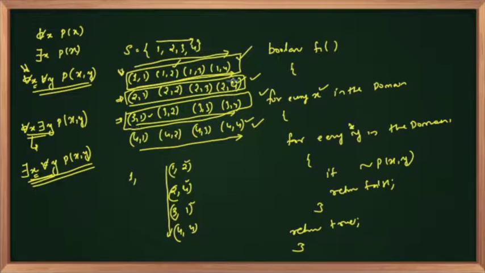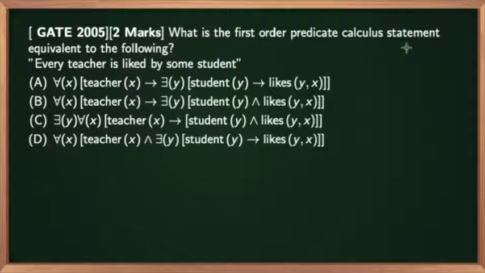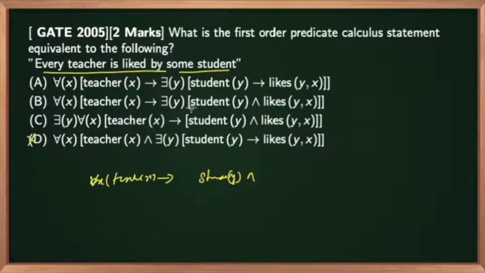Now let's solve some problems. What is the first order predicate calculus statement equivalent to the following: every teacher is liked by some student. So I know that it should be all teachers, so it should start with for all x. Then teacher of x implies, right? That should be the way we write for all x: teacher of x implies. So that means choice D is wrong. Then by some student, that means student of y and, right? So that means choice A should be wrong. So the answer should be B or C.